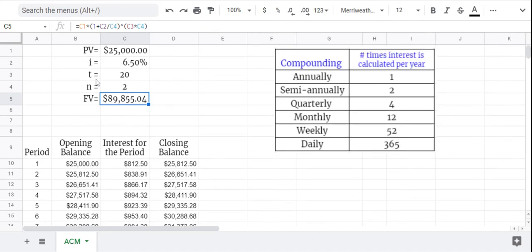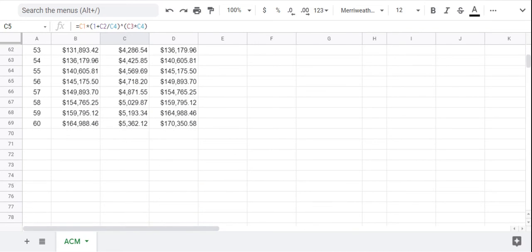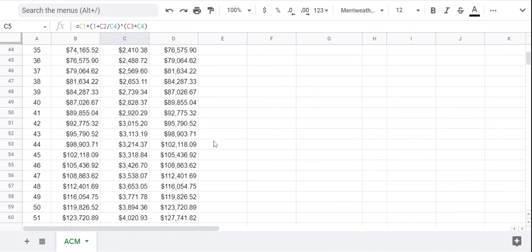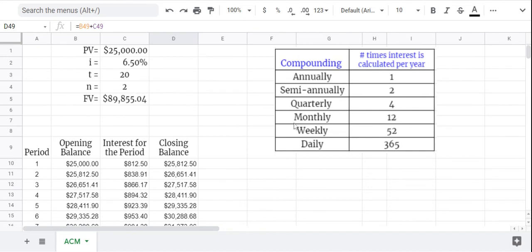If you notice here, T would be 20 years and the compounding is twice per year. That means 40 periods. So if I go look down, take a look at this value of $89,855.04. And that is what we should have at the end of 40 periods. Here it is. These actually continue if we wanted to go beyond this, but this is the value at the end of 40 periods, which would be 20 years, because we're compounding semi-annually.